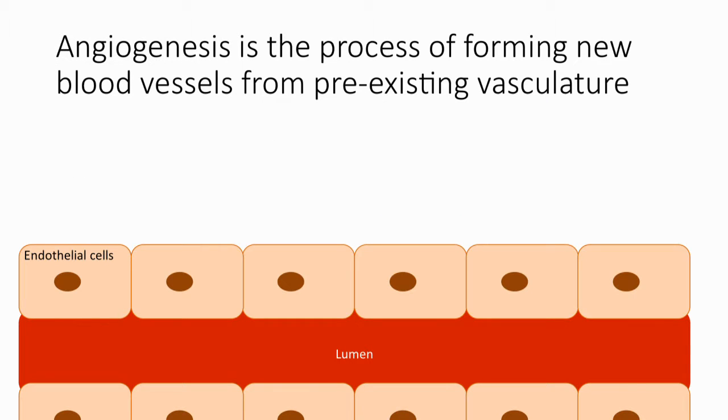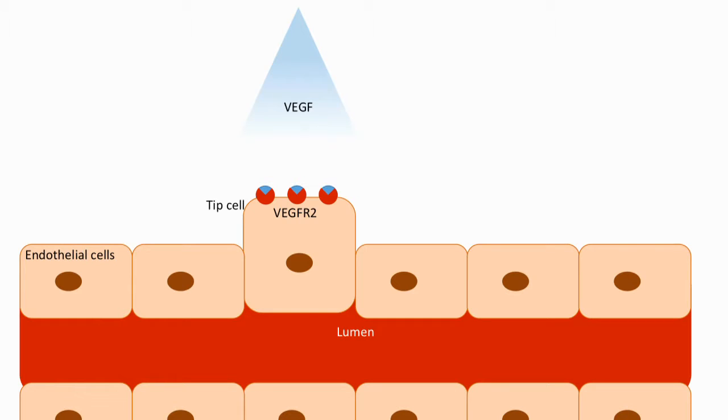So angiogenesis is the process of forming new blood vessels from those which already exist. Endothelial cells are specialized epithelial cells lining the lumen of blood vessels. In response to VEGF, which binds to VEGF receptor 2, tip cells begin to migrate from the endothelium and lead the new angiogenic sprout.